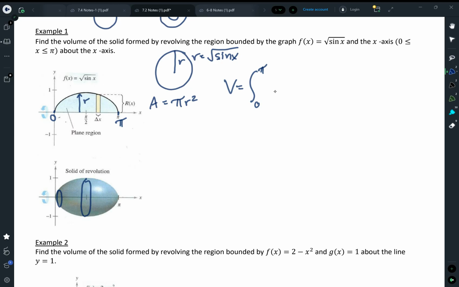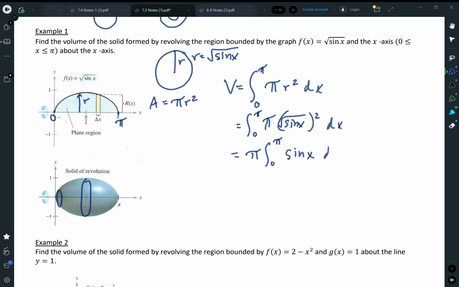And my area of a cross section is pi r squared. So pi r squared. But then I know what my radius is. My radius is going to be that square root of sine x. So first I start out with pi r squared, then I replace r with that expression. And now I can go ahead and do a little bit of work. I'm going to put pi in front of my integral because that is a constant. Square root of sine squared is just going to be sine x dx.